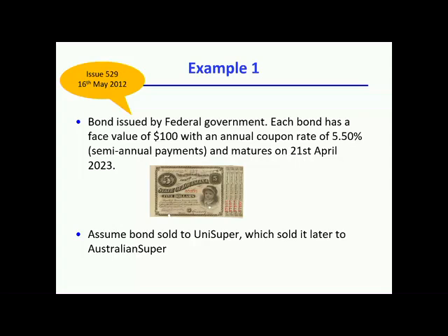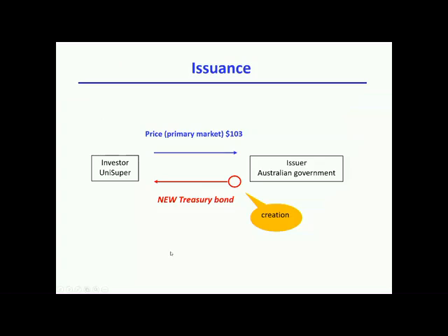Secondary market, because this bond is on the run, right? It's already in the market. It was issued the first time May 2012. And since then the government has nothing to do with it apart from paying the coupons back all the time. Next time the government has something to do with it apart from the interest is in 2023. Assume the bond is sold to UniSuper, which is sold later to Australian Super, and now we should work it all the way through. Let's see.